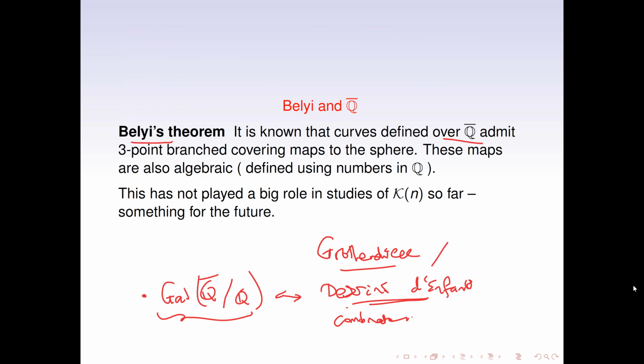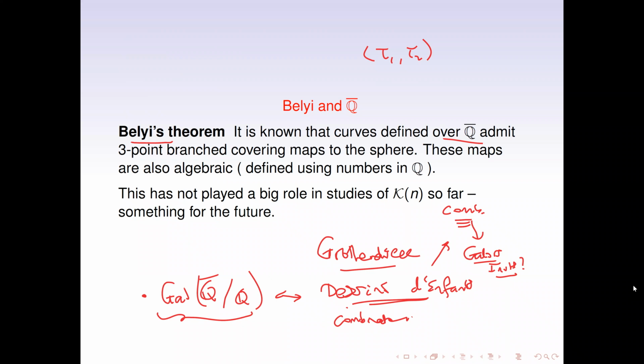So these dessins have a lot of very concrete combinatoric data, and you want to say which of the combinatoric data that you have here in the dessin are Galois invariants. There are a lot of papers describing Galois invariants, which are constructed from these tau 1, tau 2 pairs.